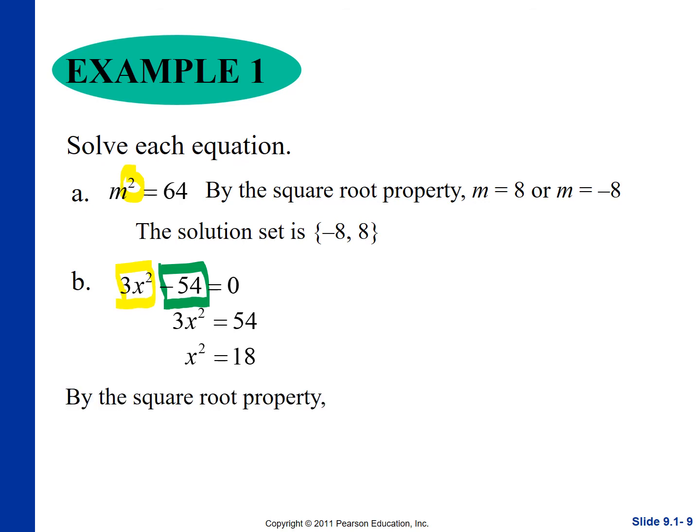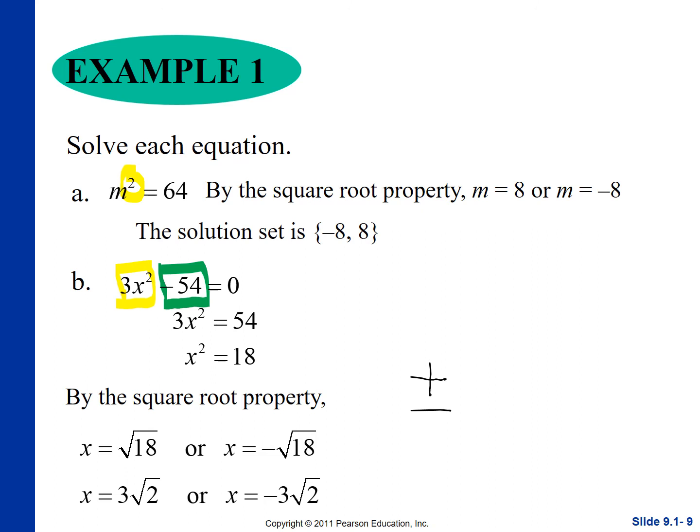Take the square root of each side. So x is equal to the square root of 18, or negative square root of 18. Then we would simplify that and get x is equal to 3 square root of 2, or negative 3 square root of 2. If you have things that are identical other than the signs, you can write that as plus or minus 3 square root of 2. That means both. Since they're both the same other than the sign, we would end up with that as an answer.